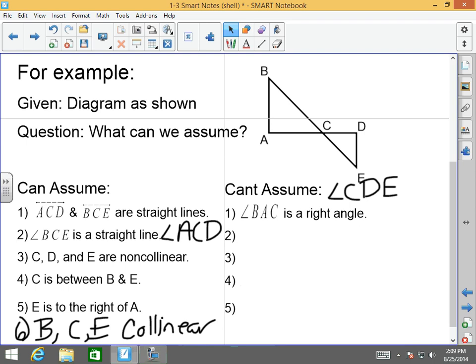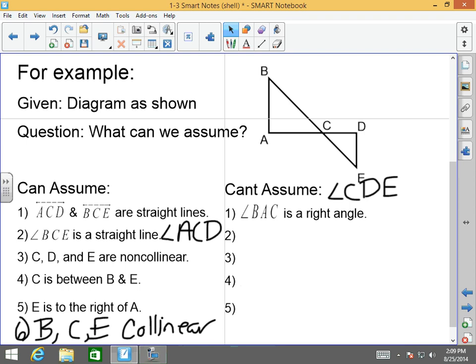So there's probably a lot of other assumptions that we can make, but these are some basic assumptions that you should know. Now on the can't assume side, we cannot assume that BAC is a right angle or CAD or CDE either. What else do you think we cannot assume?